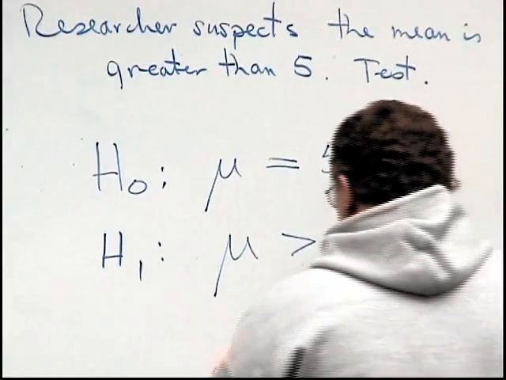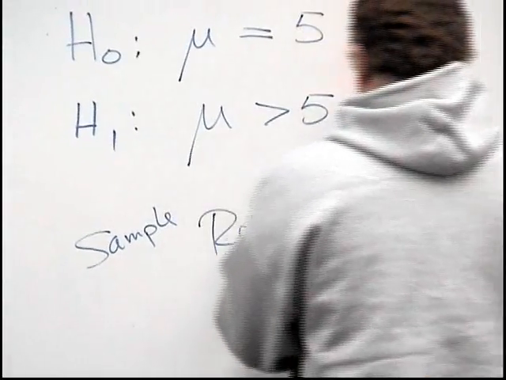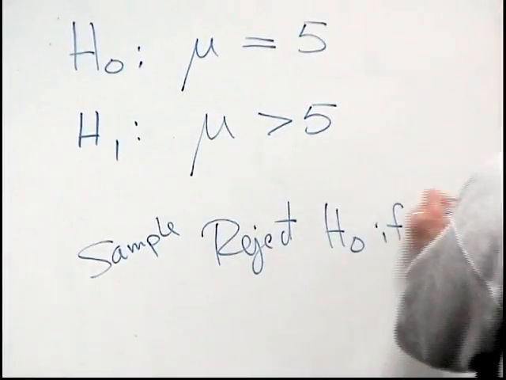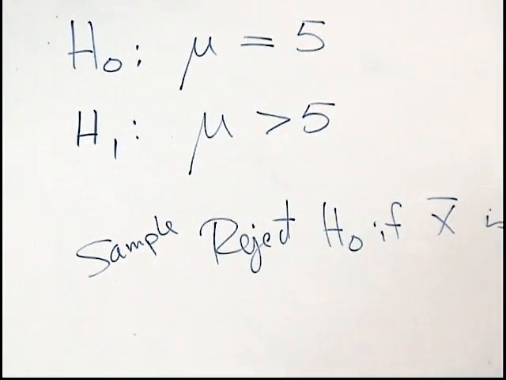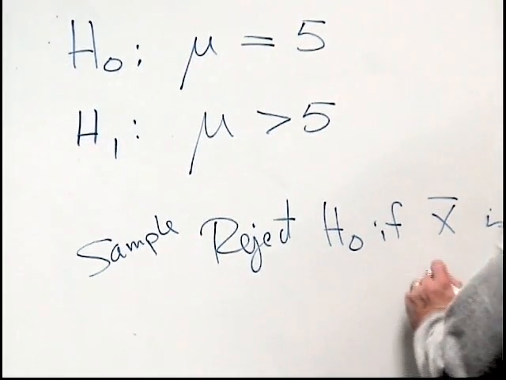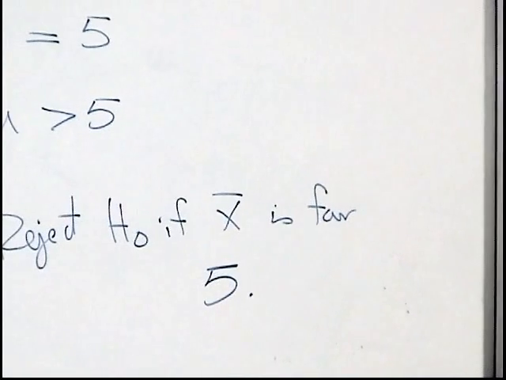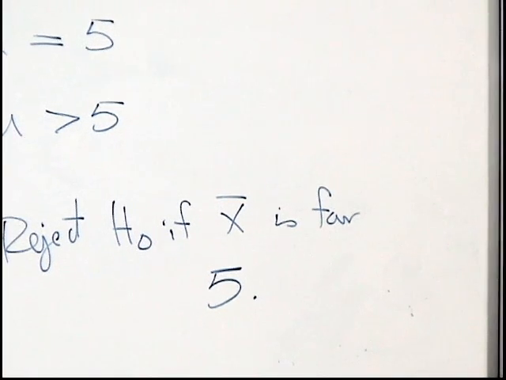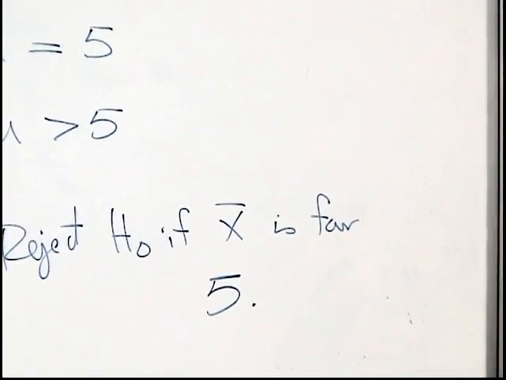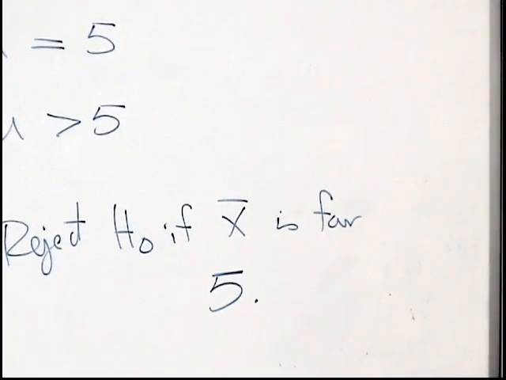Okay, so how do we do this? Well, the point is, obviously, we have to sample, and we're going to reject H naught if X bar is far above, far below, or far away from 5 in either direction. Looking at this particular problem, what is going to be evidence to cause us to reject H naught? Far below, far above, or far away from in either direction? Rejecting H naught means what?